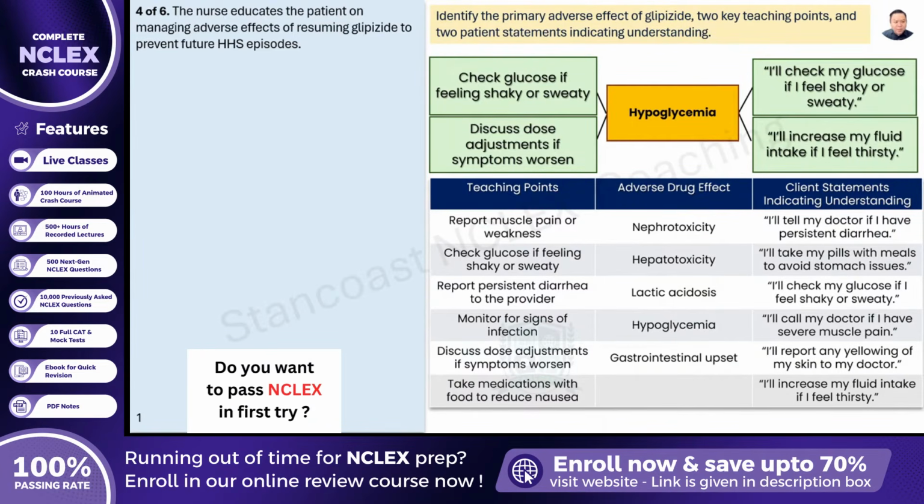So let's do a quick review here. When you see glipizide in the treatment plan, think of hypoglycemia. And if you see metformin, think about gastrointestinal issues and lactic acidosis. So make sure that you always match the teaching and adverse effects to the specific mechanism and risk profile of the drug.